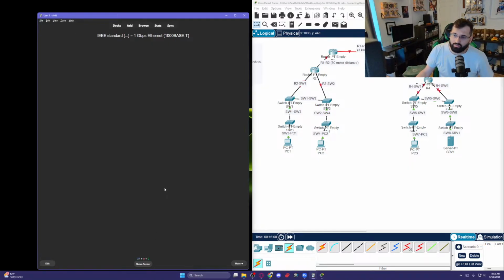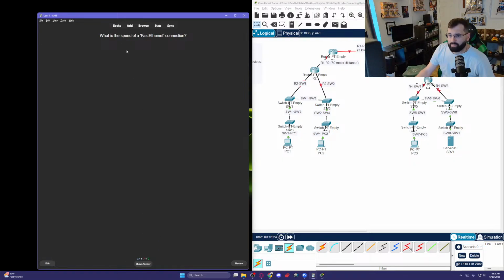IEEE standard blank is 1 gigabit speed. I think it's AB. I meant to say AB. Okay. Why are the wires in a UTP cable twisted together? To protect from interference.